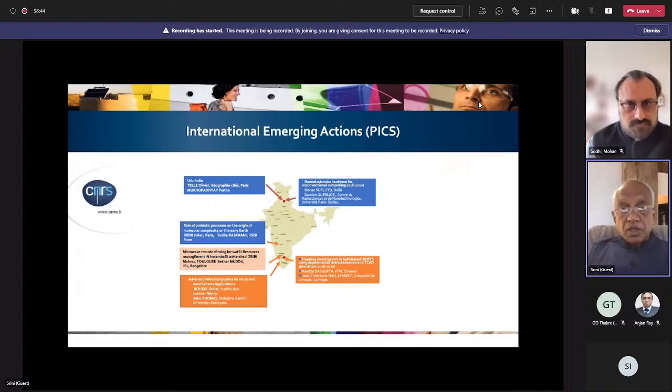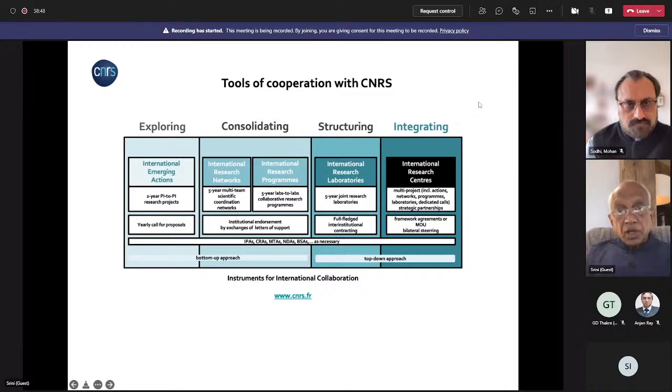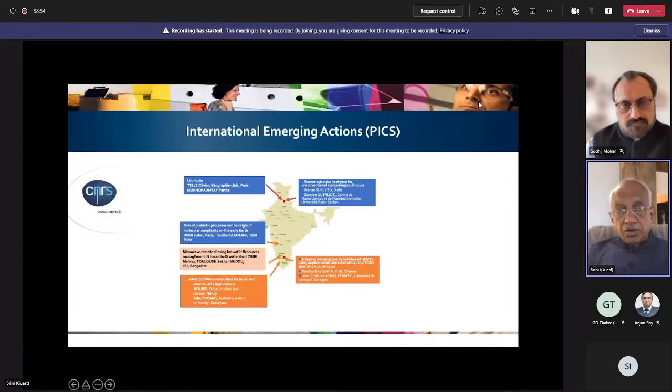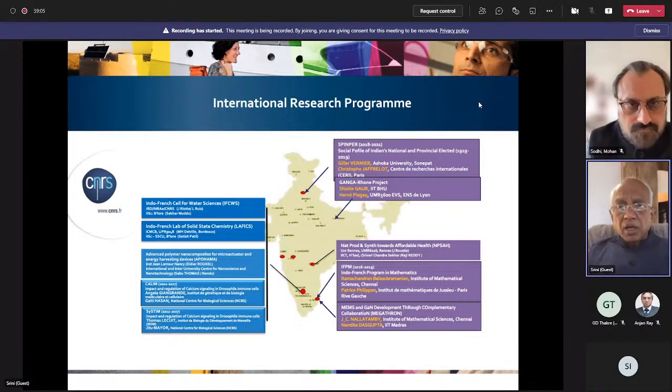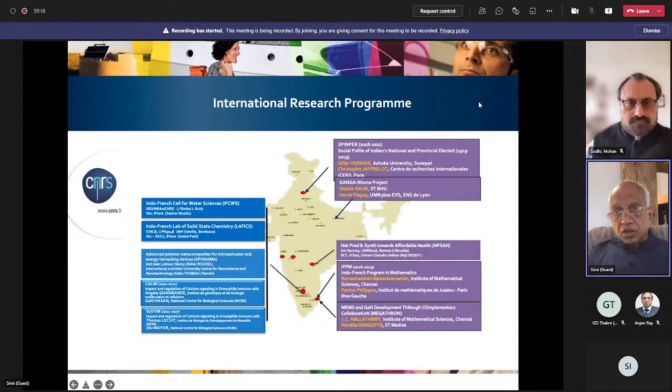Some of the examples that are already ongoing, I told you here: exploring, consolidating, or structuring kinds of joint units. These are some of the international emerging actions that are ongoing. We have several, about 10 or 12 right now, and others are on the way. Then there are international research programs, which are 5-year research programs on various research projects.